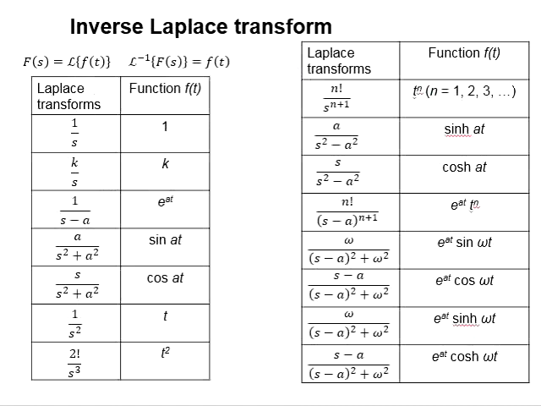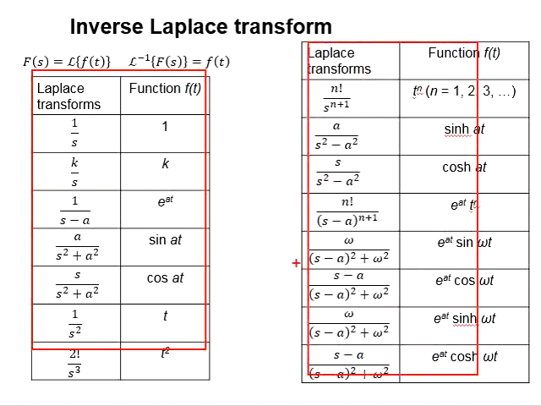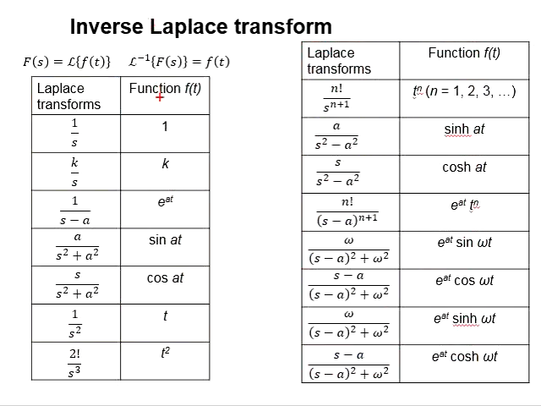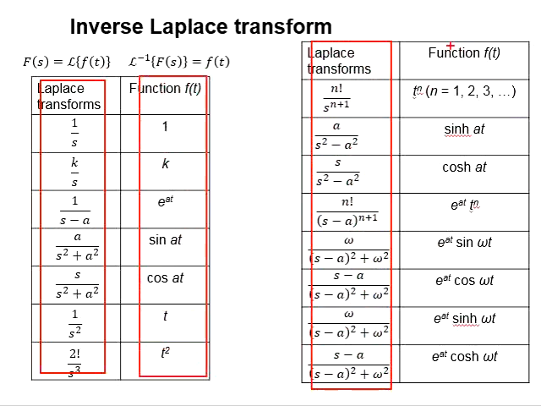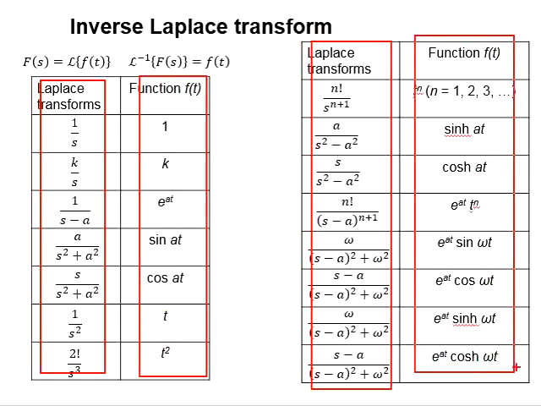To solve problems related to the inverse Laplace transform, you are actually referring to the same table of Laplace transforms, only in the reverse manner. This column represents the outcome of the Laplace transform, while this column represents the original functions to be done with the Laplace transform.